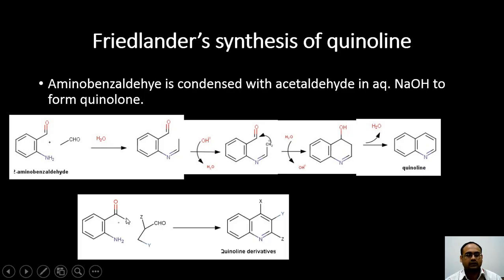And similarly we can use substituted aminobenzaldehyde derivatives, and instead of the acetaldehyde we could have complex carbonyl compounds, so it will give us substituted quinoline derivatives where the X, Y and Z substituents might be coming from the corresponding carbonyl and the aldehyde groups.